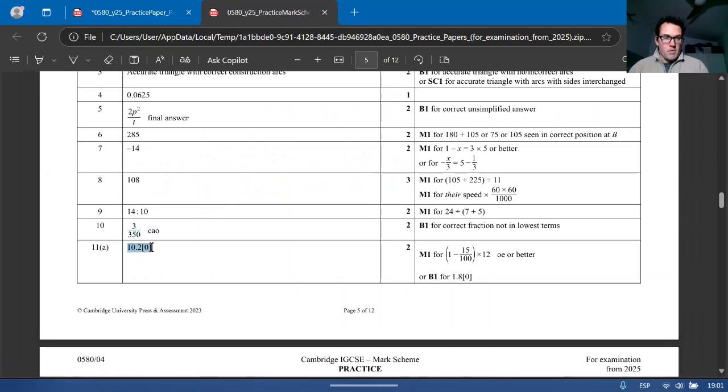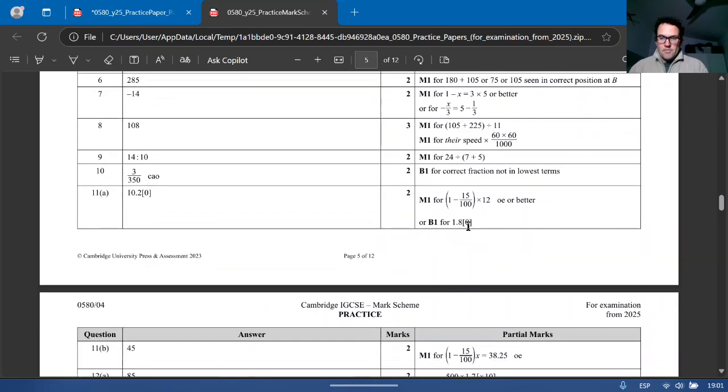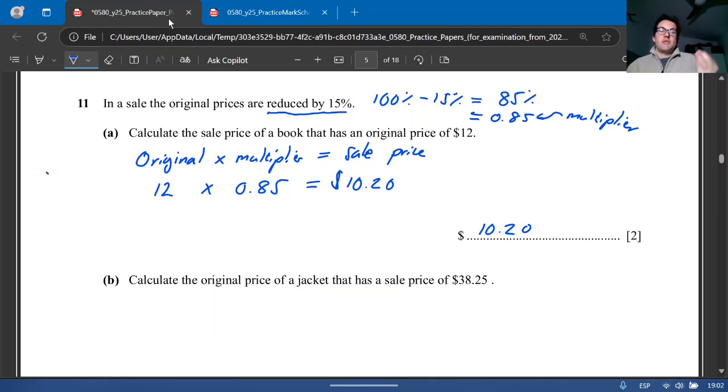Okay, $10.20. You don't have to put that 0 to get your marks. And there, see, this is what I explained. That will give you a decimal of 0.85 times 12 or better. You get 1 mark for $1.80. That's how much it went down. So if you worked out 15% of the original price, which you can do, that's $1.80, and then subtract it, you get $10.20.